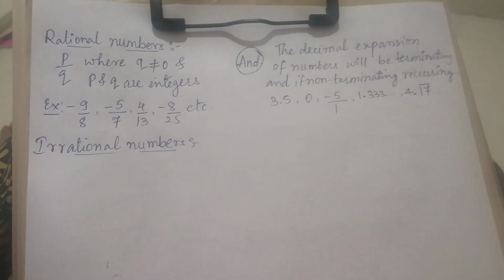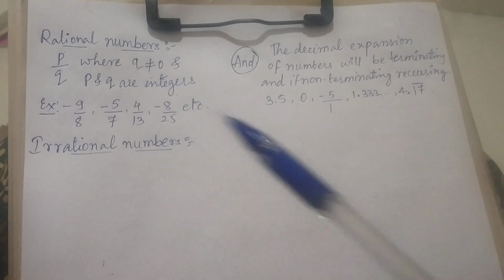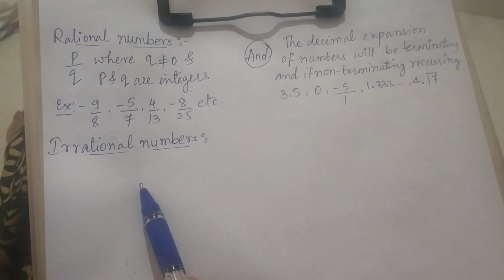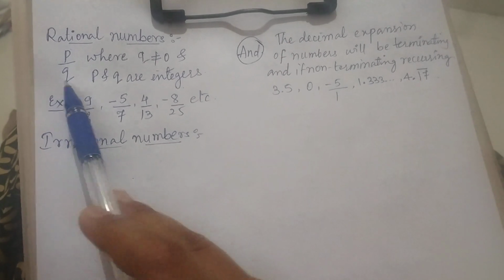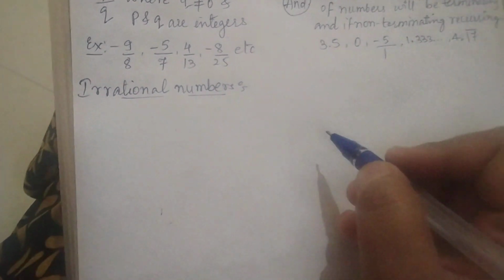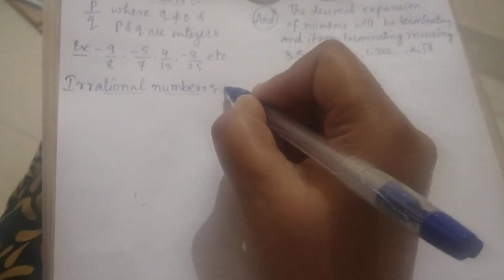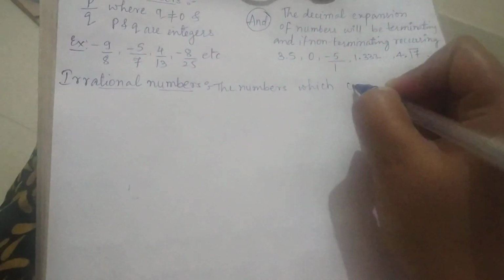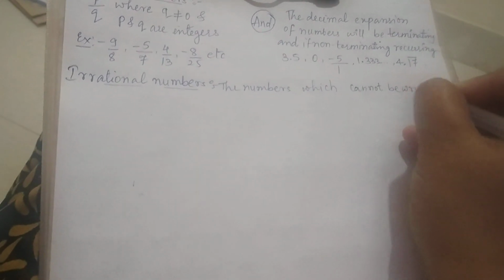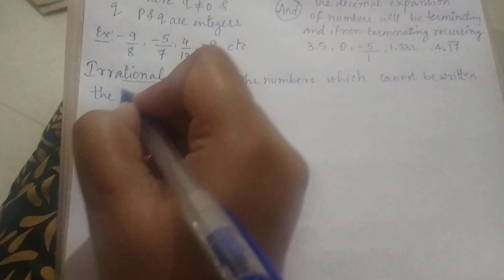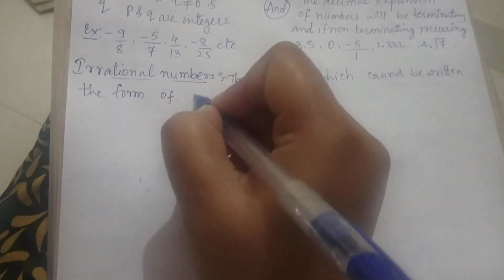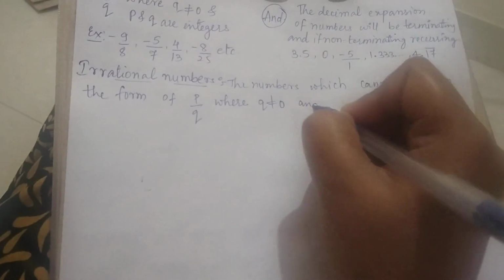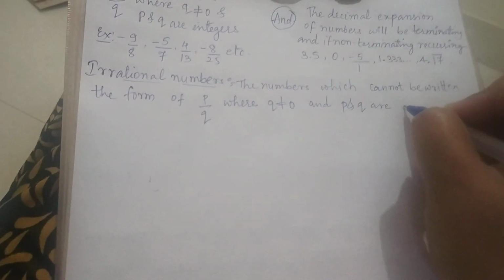Now today let us see what are irrational numbers. Rational numbers and irrational numbers are opposite of each other. By seeing the first definition of rational numbers, we can directly say that irrational numbers are the numbers which cannot be written in the form of p by q. So which are the numbers which cannot be written in the form of p by q, with this condition where q is not equal to 0 and p and q are integers?